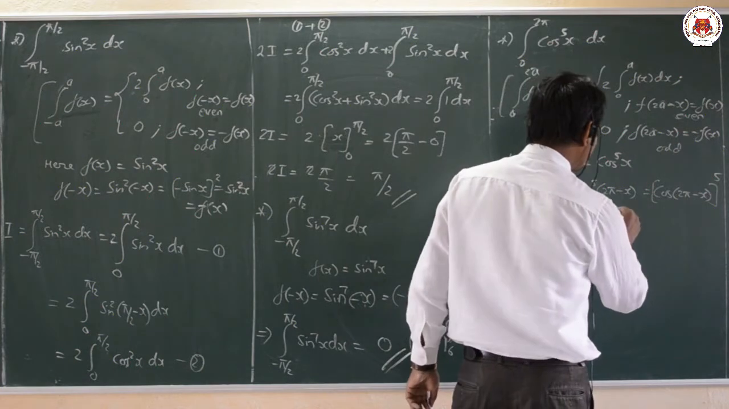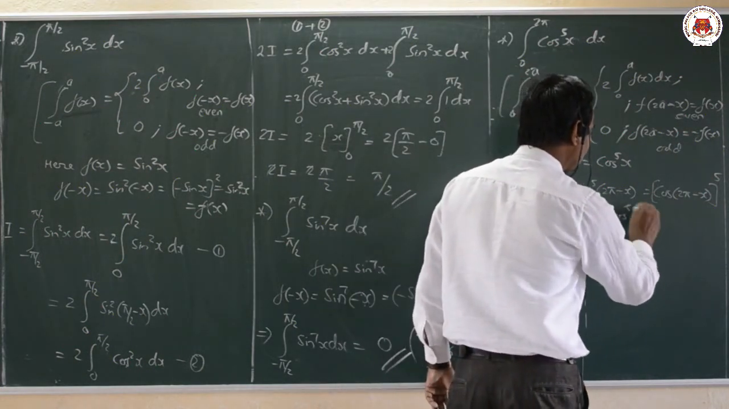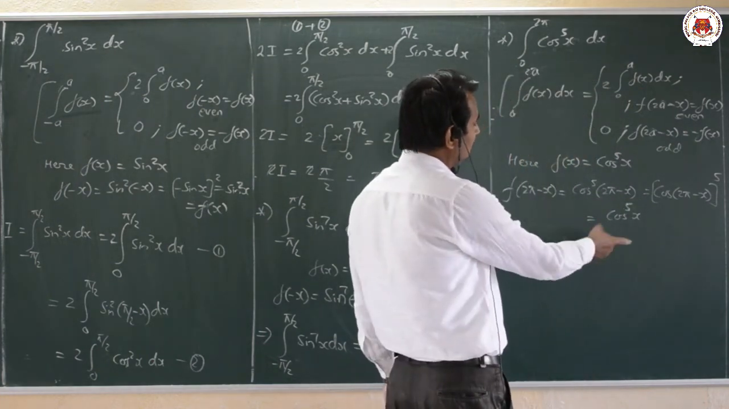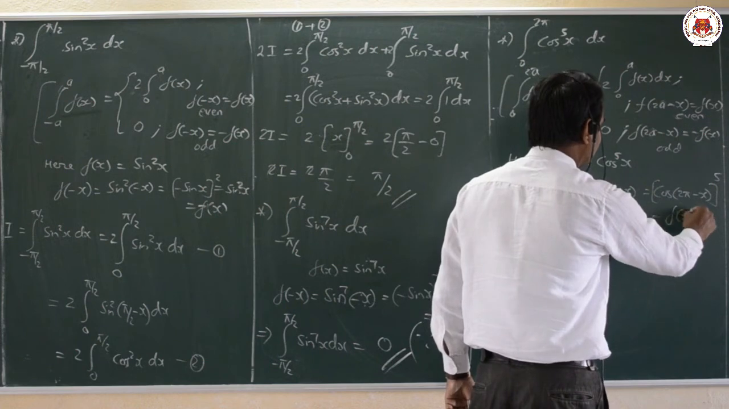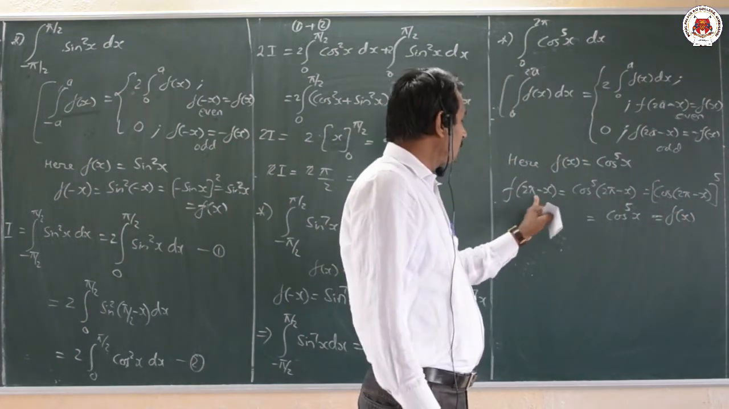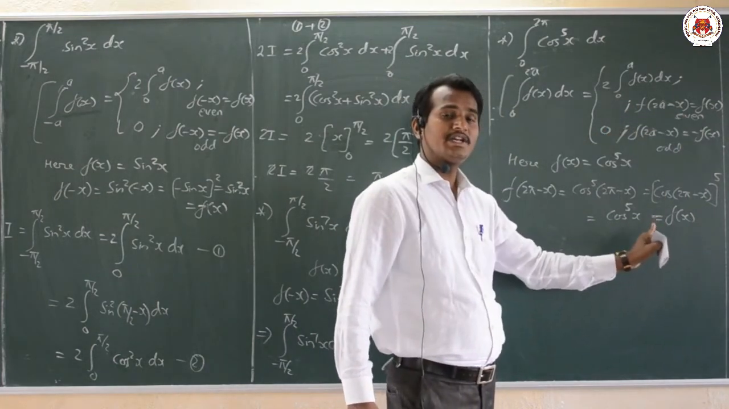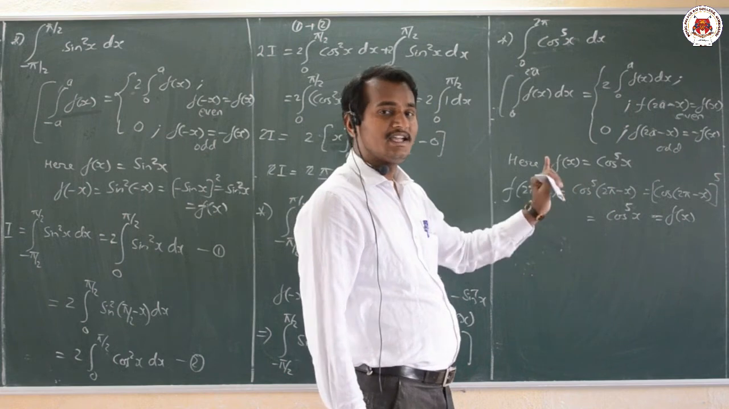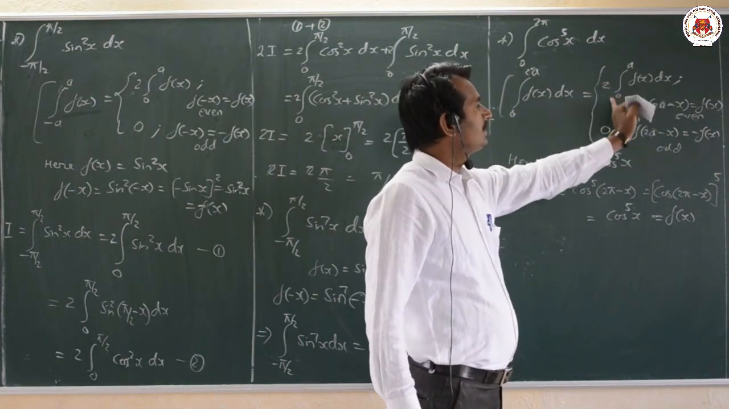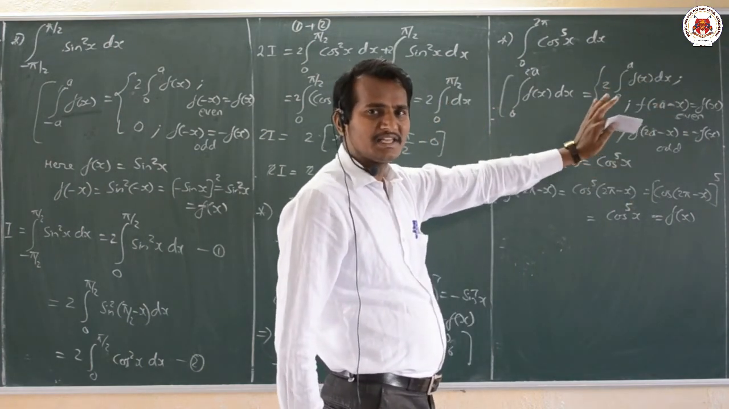Next, you can directly write the value as cos to the power of πx, and that in turn is our f(x). That means f(2π − x) equals f(x). So the function is even. Even means we can apply 2 times the integral from 0 to a of f(x) dx and solve it. Very, very simple example.